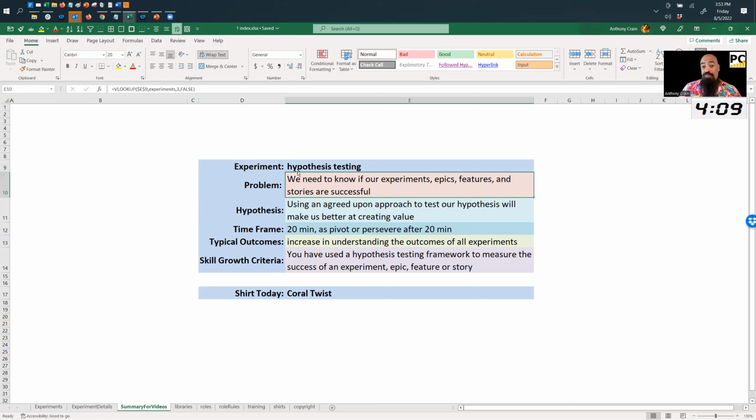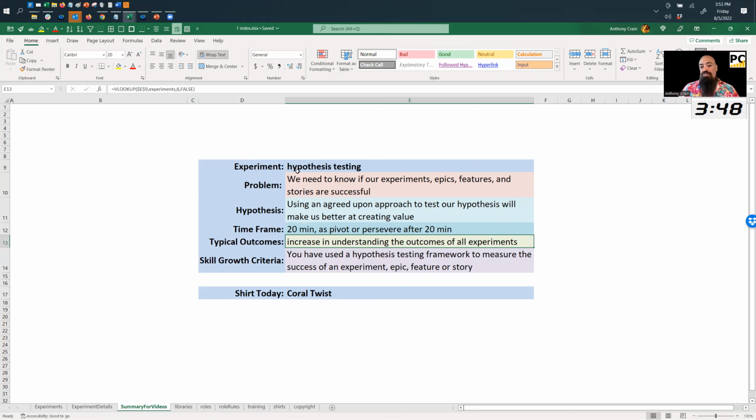So first off, what's the problem? We need to know if our experiments, epics, feature stories are successful. Hypothesis: if we can come up with an agreed upon approach to test hypotheses, we'll be much better at creating value. In this case, this is a nice 20-minute experiment. So the pivot or persevere, you're just in for it. You can leave in 10 minutes if you want.